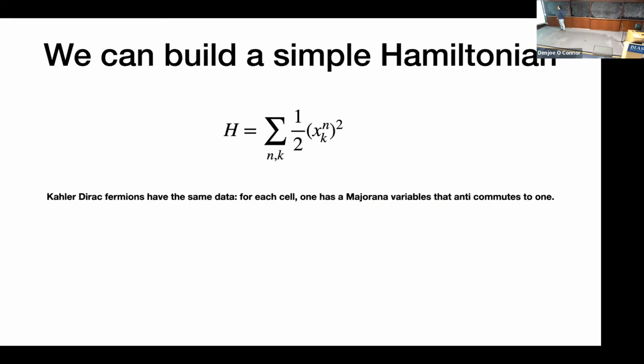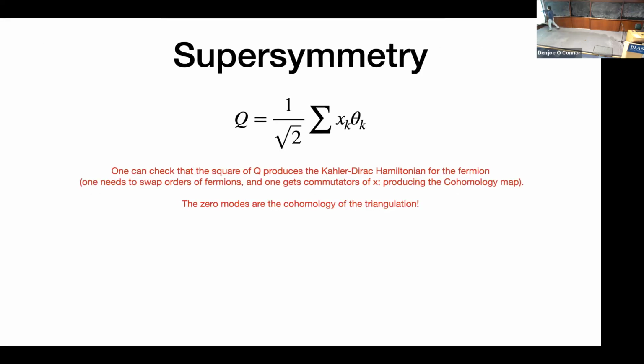Okay. Now you can build a simple Hamiltonian, the same as before, but you can also build a simple supersymmetry. You can take the sum of x_k theta_k, because you put the bosons and the fermions on the same places. And now you square this, Q squared, there's two pieces. One where the theta_k, being Majorana, squares to 1, that gives you x_k squared. And that's the Kähler-Dirac boson Hamiltonian. And then there's the one where the thetas are in different places, and because they're anti-commuting variables, you need to write commutators of the x's, and that's a C number, and that gives you this little C.